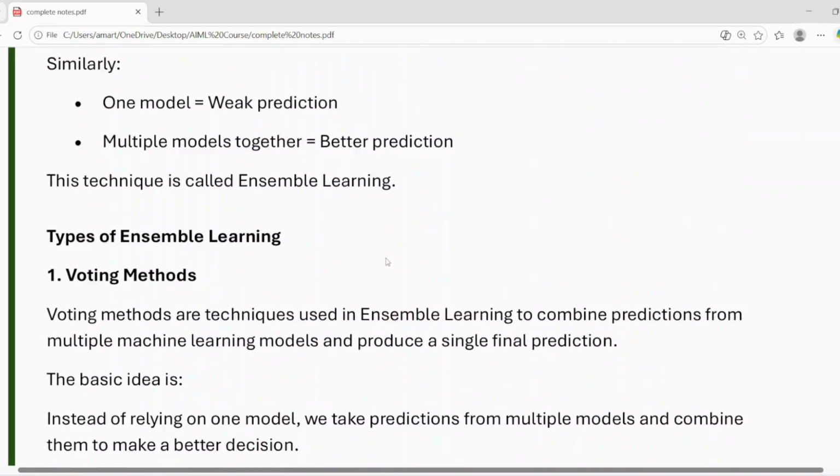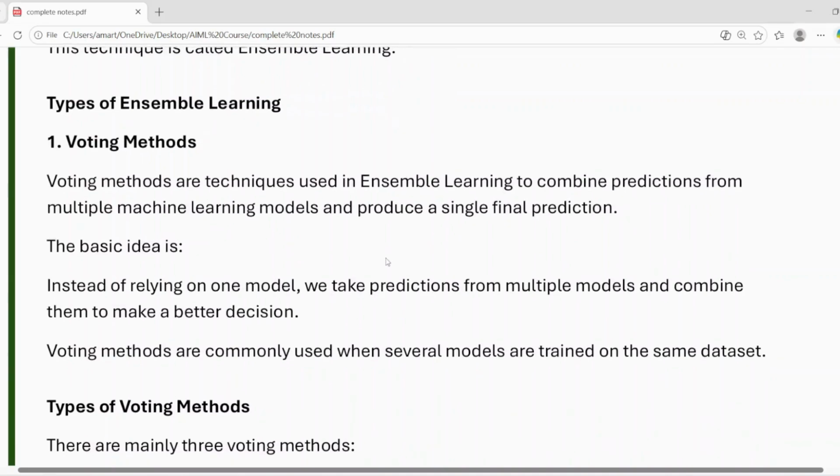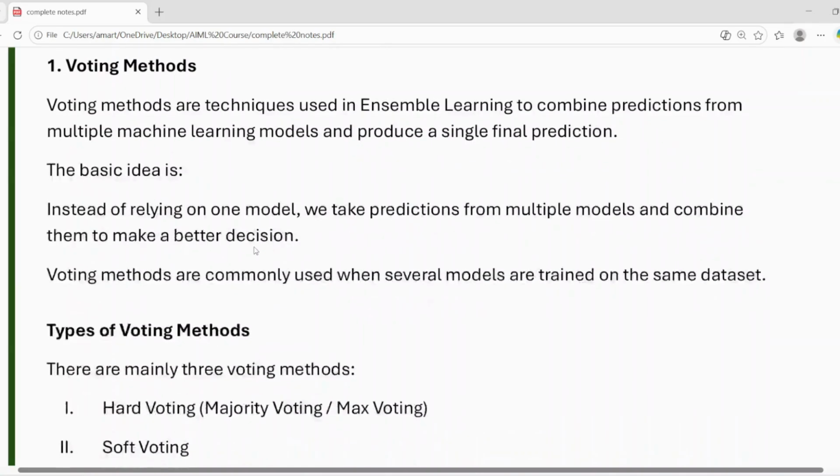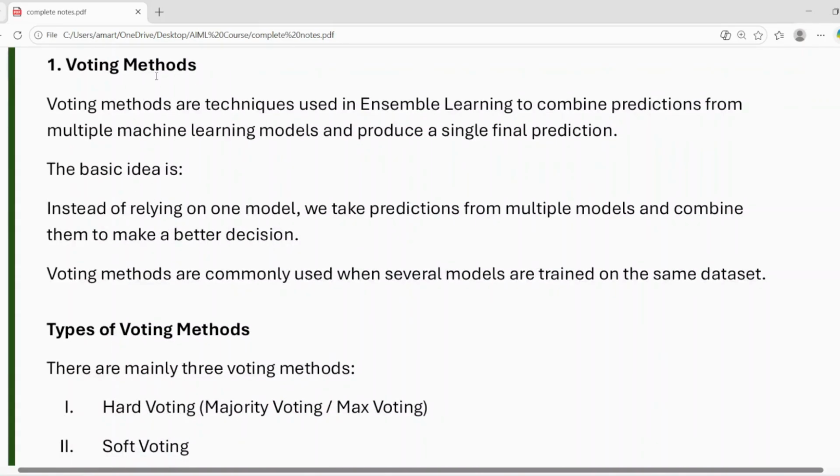Okay. So there are some types of ensemble learning. The first one is voting methods. Voting methods are techniques used in ensemble learning to combine predictions from multiple machine learning models and produce a single final prediction. Okay. So the basic idea behind voting methods is that instead of relying on one model, we take predictions from multiple models and combine them to make a better decision.